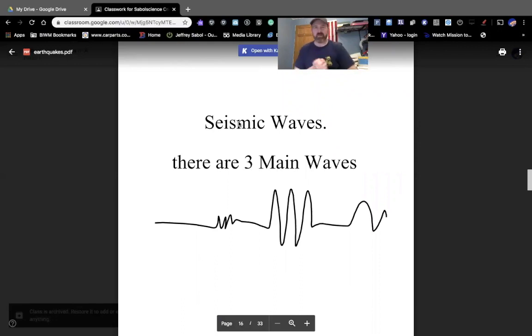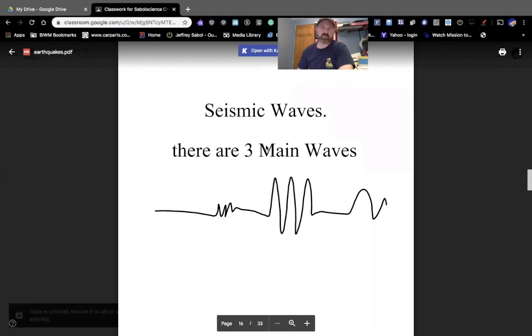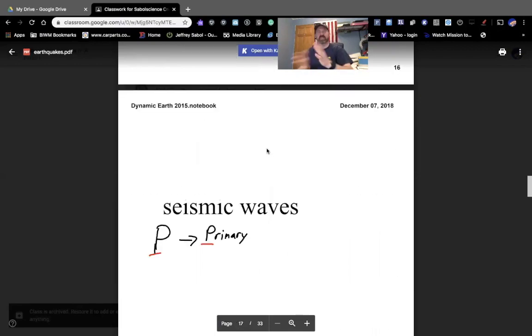Seismic waves, here we go. There are three, count them, 1, 2, 3, three types of seismic waves. So what we're going to do today is talk about the different types of waves. Now, this is what they teach all the way up through high school. There are three types of waves.